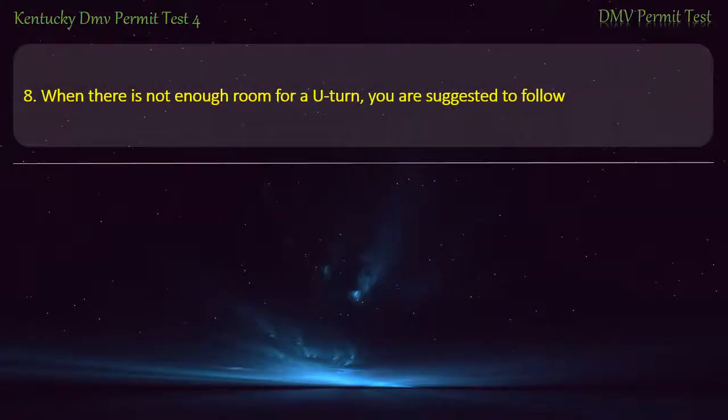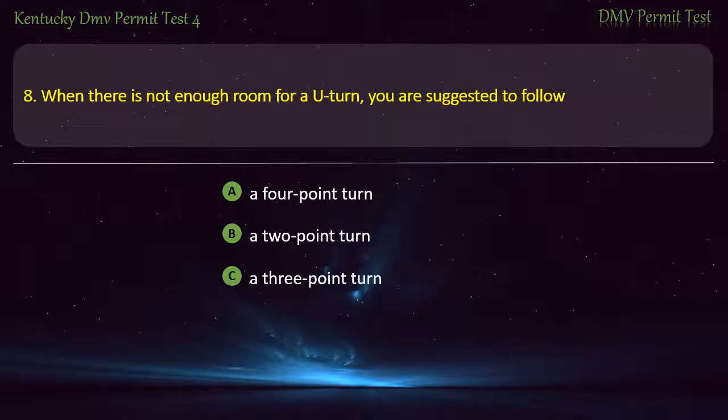Question 8. When there is not enough room for a U-turn, you are suggested to follow a 4-point turn, a 2-point turn, a 3-point turn, a 5-point turn. Answer. A 3-point turn.